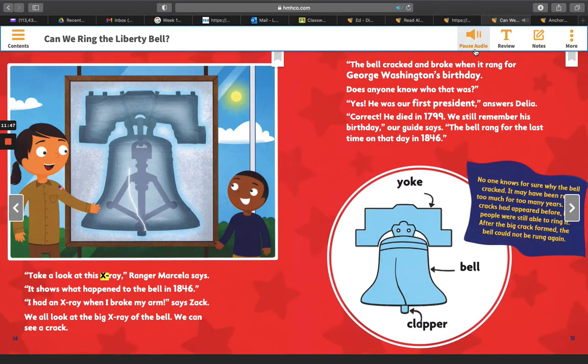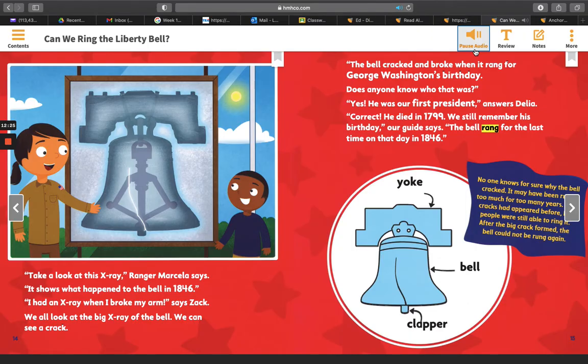"Take a look at this X-ray," Ranger Marcella says. "It shows what happened to the bell in 1846." "I had an X-ray when I broke my arm," says Zach. We all look at the big X-ray of the bell. We can see a crack. The bell cracked and broke when it rang for George Washington's birthday. "Does anyone know who that was?" "Yes, he was our first president," answers Delia. "Correct. He died in 1799. We still remember his birthday," our guide says.